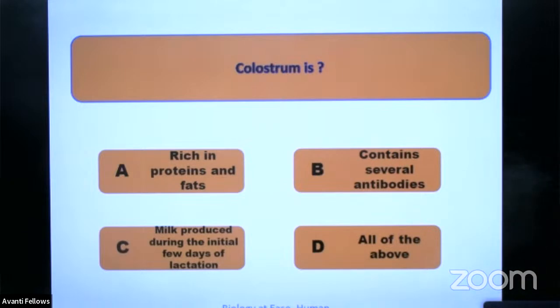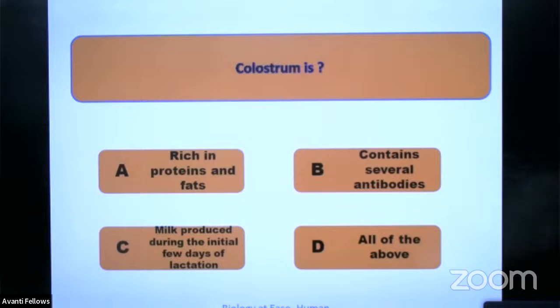What is colostrum? It is the first milk produced by the mother after parturition. This colostrum is rich in protein and fat, very essential for the child to develop. It also contains several antibodies because the newly born baby does not have an immune system to work against microorganisms, and this is the milk produced during the initial few days of lactation. So the correct answer for question number 41 is option D, all of the above.